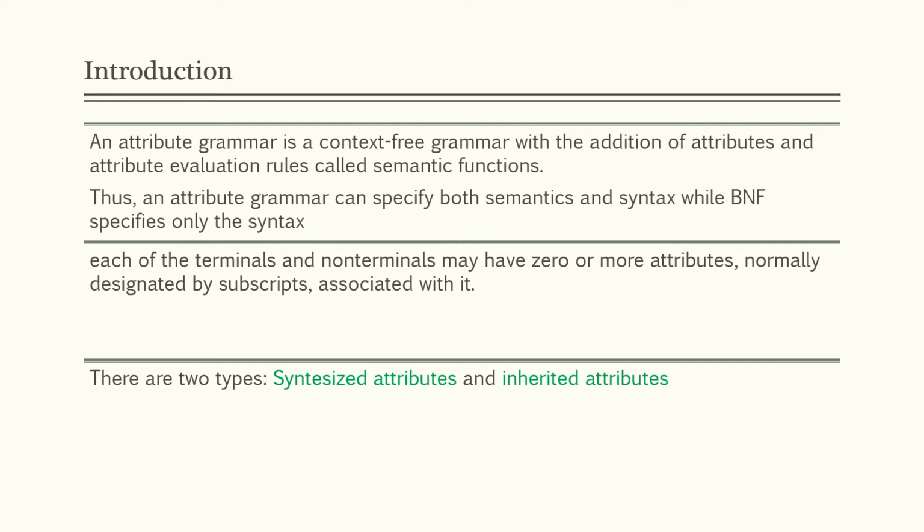So what is attributed grammar? Attributed grammar actually is a context-free grammar, a normal grammar that we have learned in the previous video, but with additions of attributes and attribute evaluation rules. So that means to the context-free grammar, we add two more pieces of information, which are attributes and attribute evaluation rules. Attribute evaluation rules are also called semantic functions.